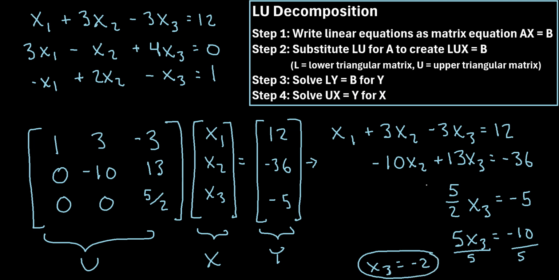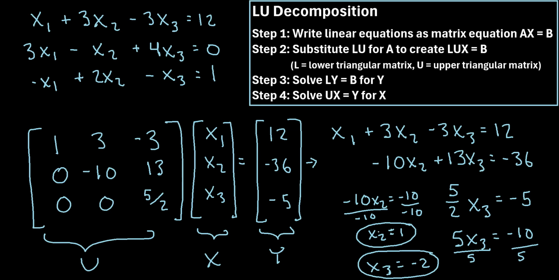Next, we can plug this value into this second equation right here, and we'll solve for x2. So if we plug in a negative 2 right here, we get 13 times negative 2, that's negative 26. And then if we add a 26 to this side, negative 36 plus 26 would be negative 10. So what we'll have is negative 10 x2 is equal to negative 10. And we can divide both sides by negative 10 to find that x2 is equal to negative 10 divided by negative 10, which is just 1. So x2 is equal to 1.